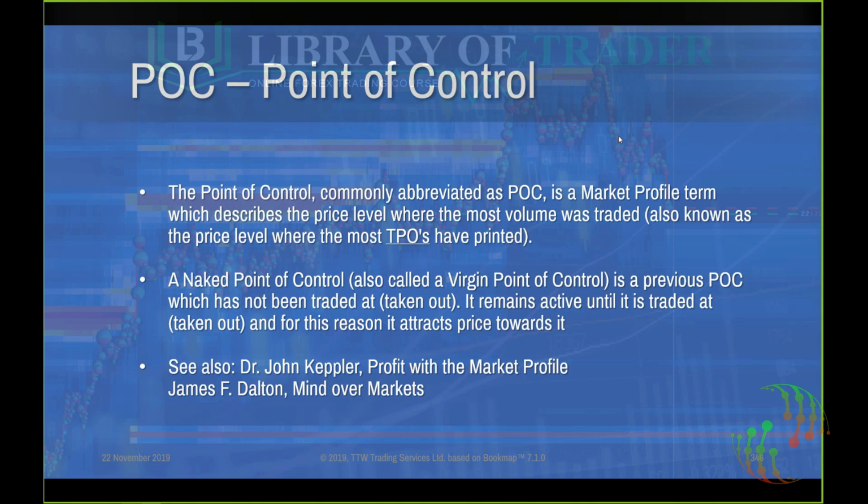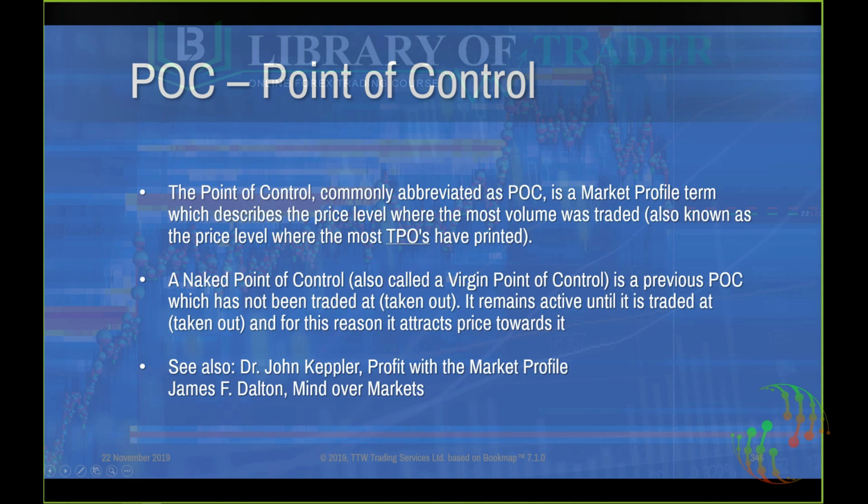The point of control, commonly abbreviated as POC, is a market profile term which describes the price level where the most volume was traded. A naked point of control, also called a virgin point of control, is a previous POC which has not been traded. It remains active until it is traded at or taken out. For this reason, it attracts price towards it. You will get further information in these books.